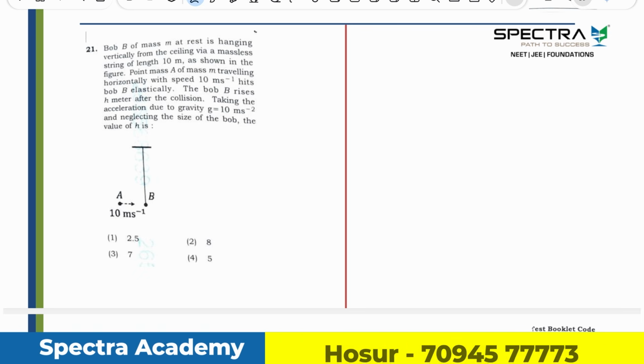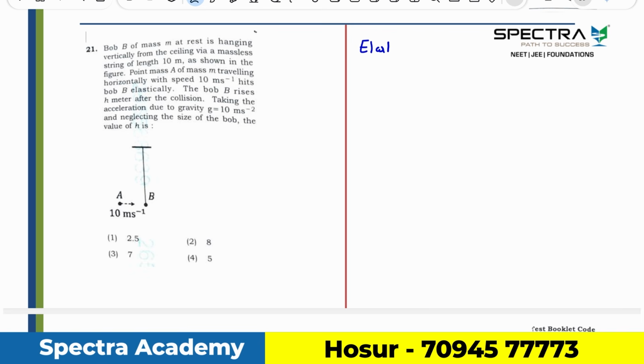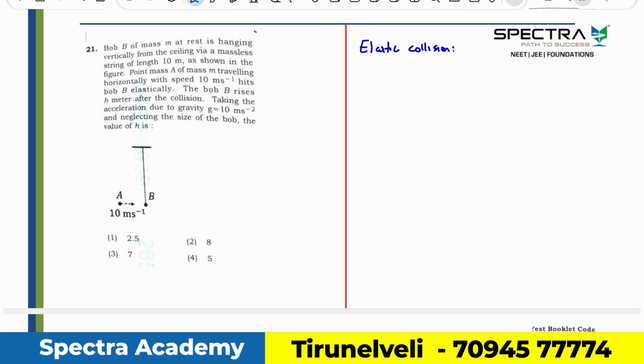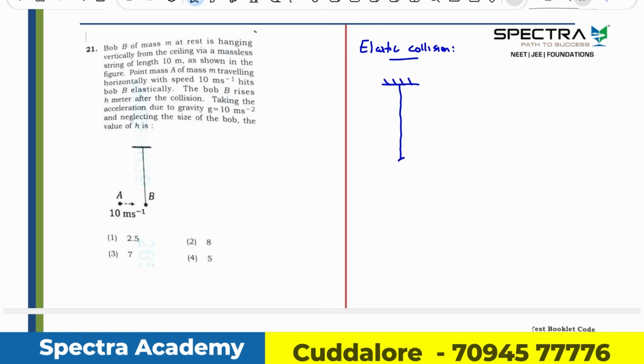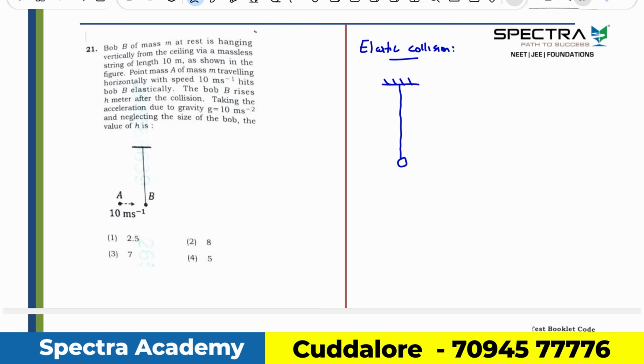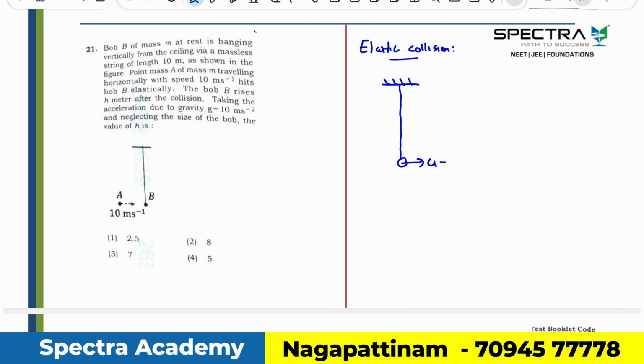See, first of all, it is an elastic collision. Yes, elastic collision. So you know what is going to happen. They both are the same mass, and B was initially at rest. So when they collide, you have learned that the velocity of A will go to B. That is, A will come to rest and B will start moving. So B gets a velocity equal to 10 meter per second.